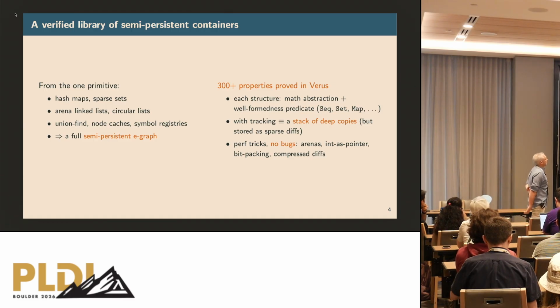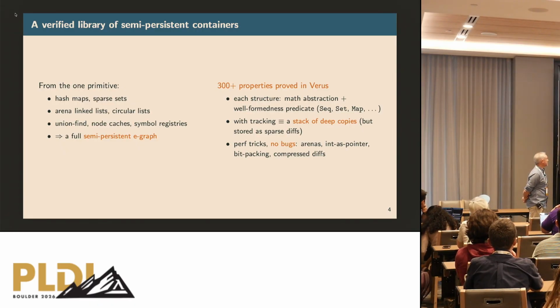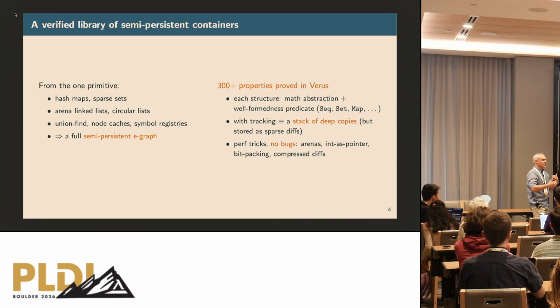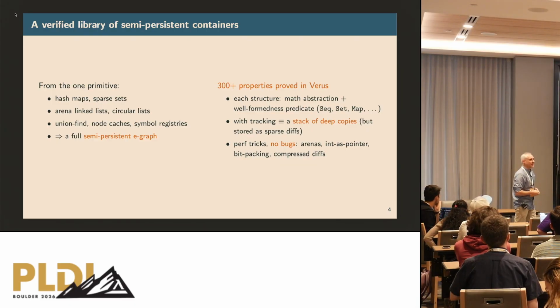From this single primitive, we were able to build hash maps using open addressing, sparse sets, arena-allocated linked lists, circular lists, and all the way up to a fully fleshed-out union find, node caches, and symbol registry, so everything you need to build an eGraph. Now with this semi-persistent discipline, we have an eGraph data structure where you can tag different versions along a branch. It starts recording diffs, and at any point in time, you can backtrack to your previous version by applying the negative diffs back into the eGraph, and you restore the previous state. And you have a capped size and very efficient diff encoding.